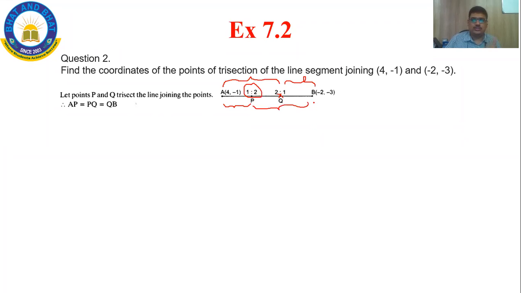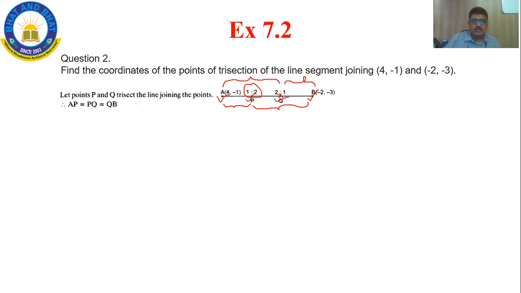So what is the question? The question is you have to find out what is the coordinates of point P and what is the coordinates of point Q. You have to find out these two values. Yes, correct. There are 4 points in total. Point A, so this is one point, then point P, then point Q, then point B.